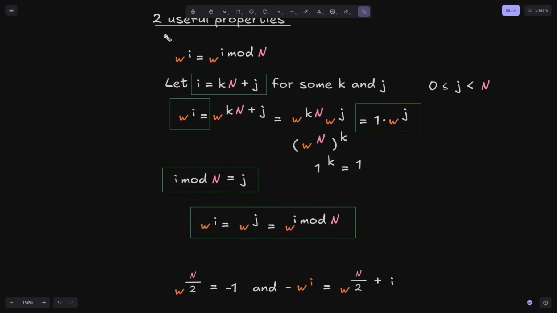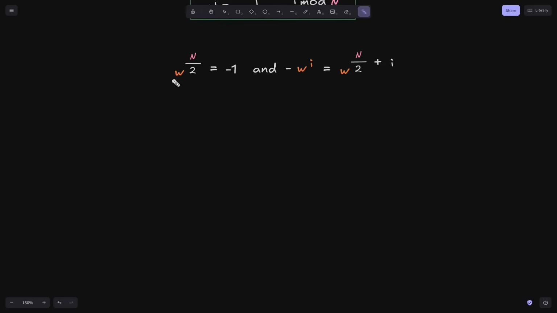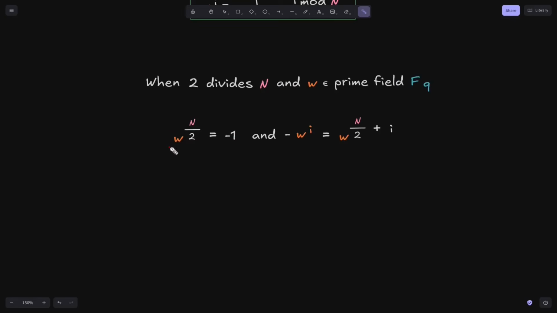Let's move on to the next useful property of a primitive nth root of unity. That is, w raised to the power of n divided by 2 is equal to minus 1 under certain conditions. I'm going to first explain the condition when this is true. This condition is true when 2 divides n, in other words, when n is a multiple of 2, and when the primitive nth root of unity is in a prime field that's called F_q.